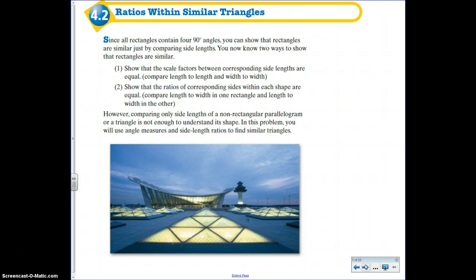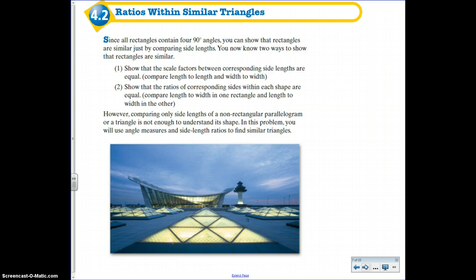So yesterday we talked about rectangles, and all rectangles have 4 90-degree angles. So we can show that rectangles are similar by just comparing the side lengths. We know 2 ways to show that rectangles are similar. One is to show the scale factor between corresponding side lengths, so comparing a length to a length and a width to a width. The second way that we learned yesterday was showing that ratios with corresponding sides within each shape are equal. So length to width in one rectangle is equal to the length to width ratio in the next rectangle.